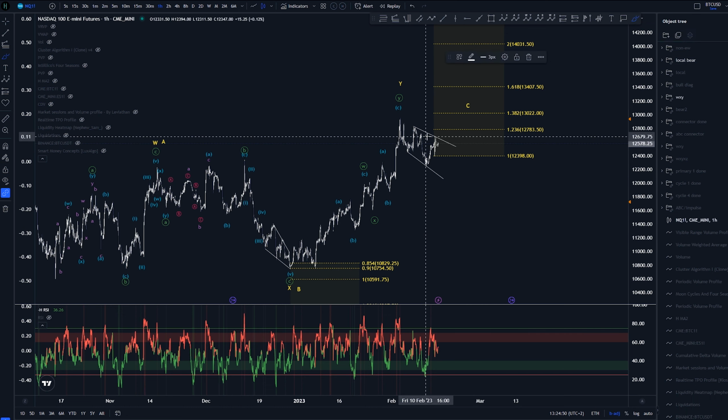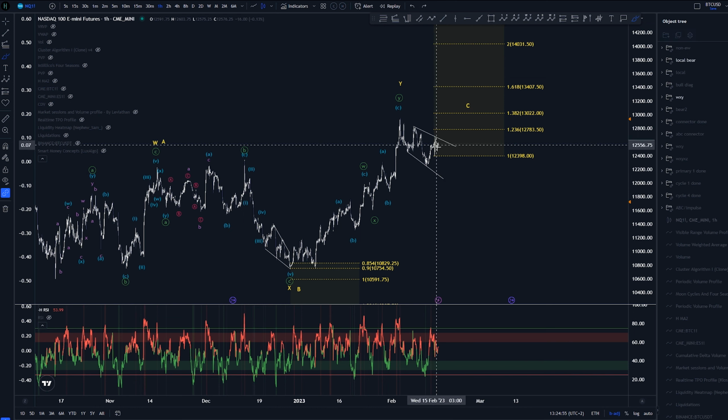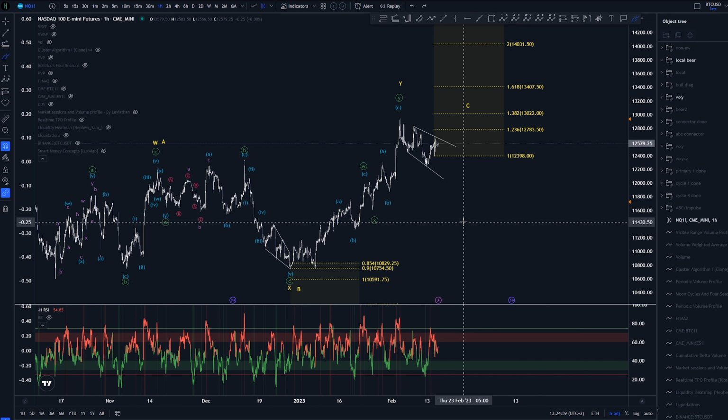We'll see if we break these highs. I would be favoring more bulls. Break these lows, favor more bears with a pullback here and the setup downwards. But I think that's going to do it for this video on Nasdaq.